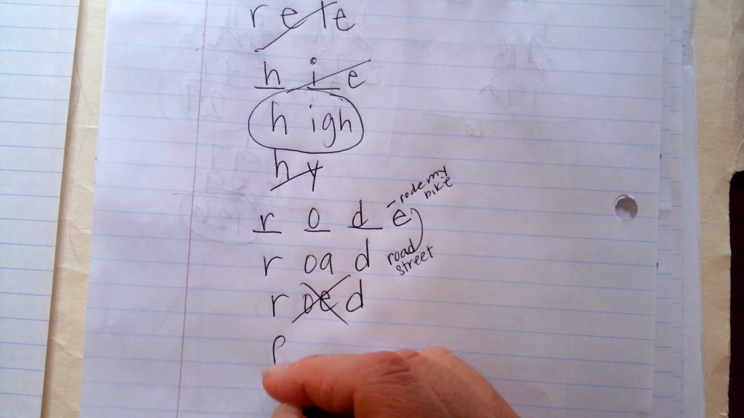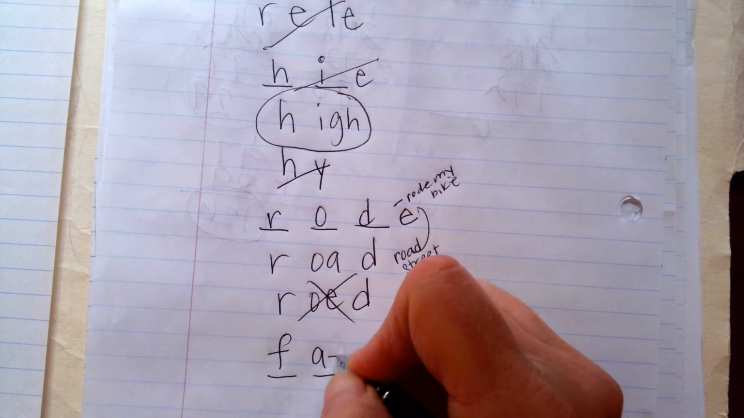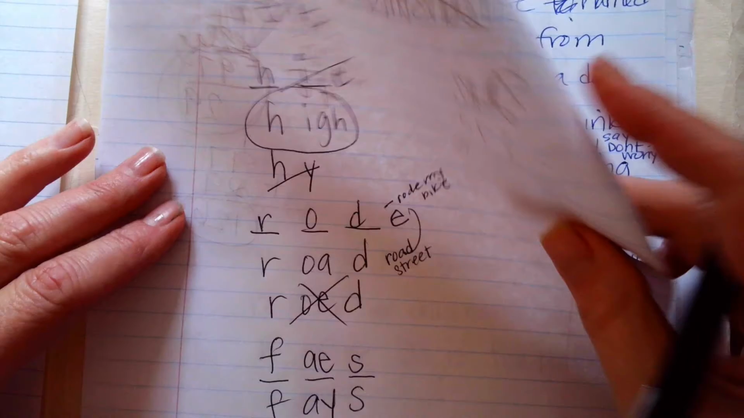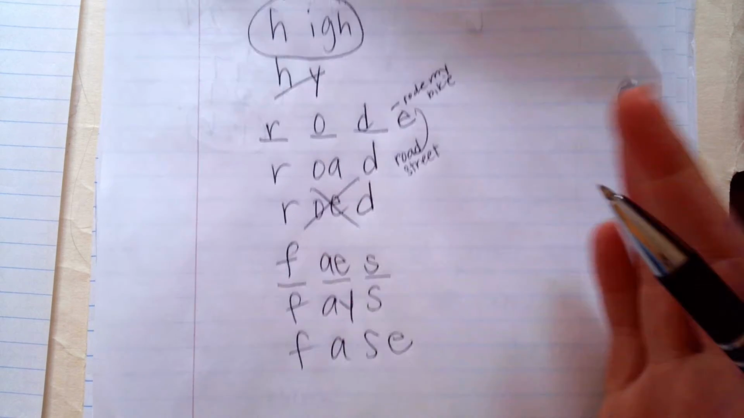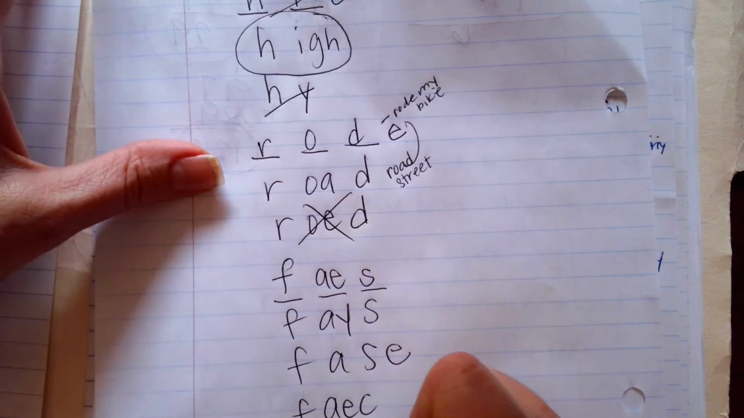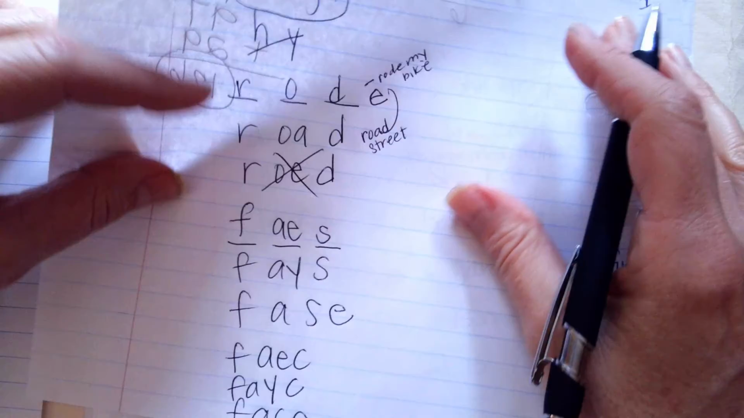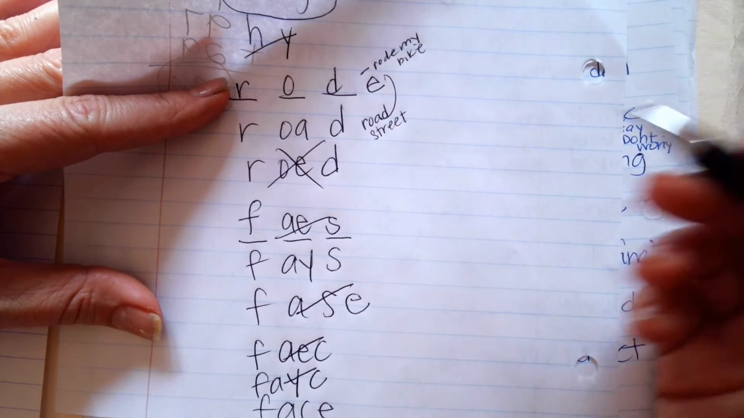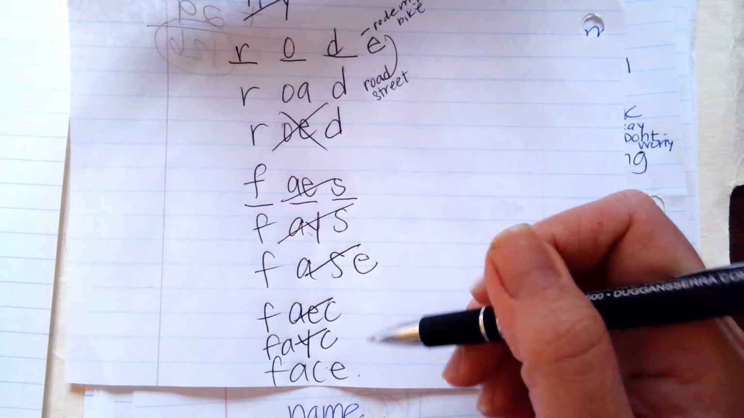All right, face. So face could be F-A-S, and it could also be CE, right? CE also makes that sound. And obviously some of these look like a big wreck. So we know for sure it's not this one, it's not this one, it's not this one. Maybe these two look right to you. Well, this is not it. It's F-A-C-E.